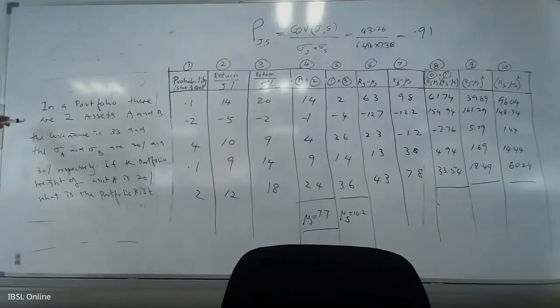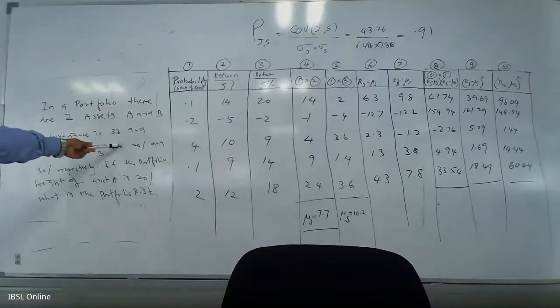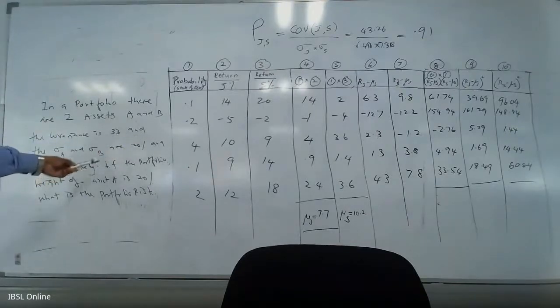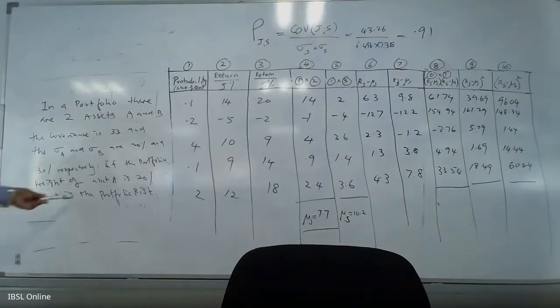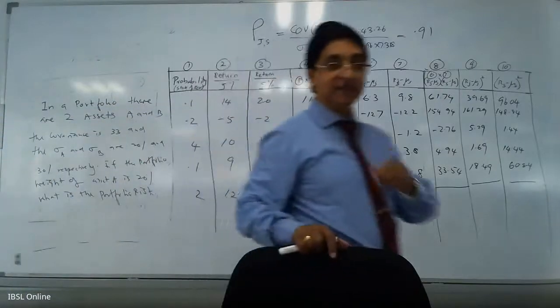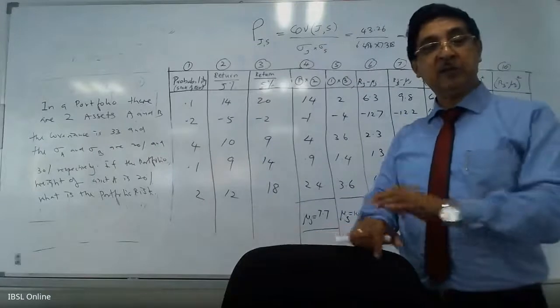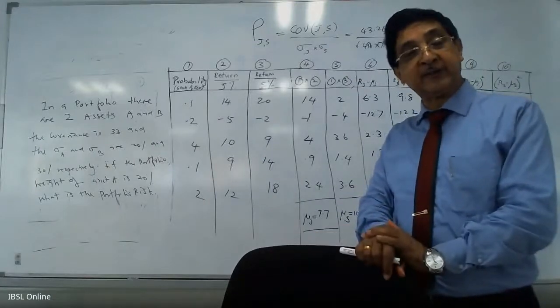Now, just look at it. In a portfolio, there are two assets, A and B. The covariance is 33, and the sigma A and sigma B are 20% and 30% respectively. So standard deviation of A and standard deviation of B are 20% and 30% respectively. If the portfolio weight of asset A is 20%, what is the portfolio risk? That is the question. I think all the data is available. So you are in a position to now calculate the portfolio risk.